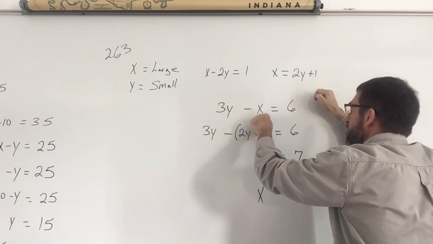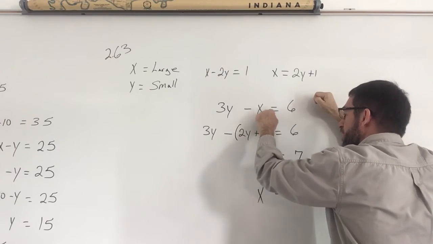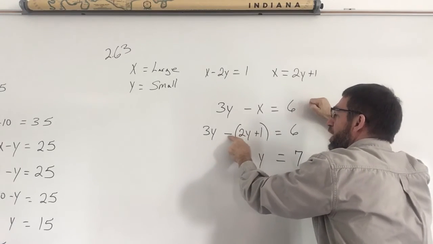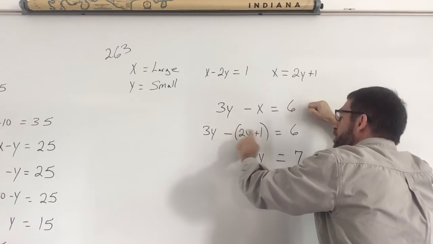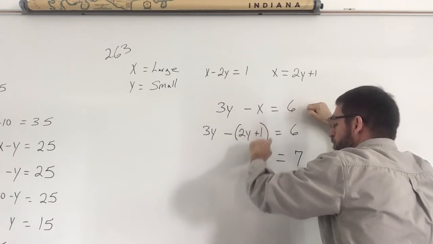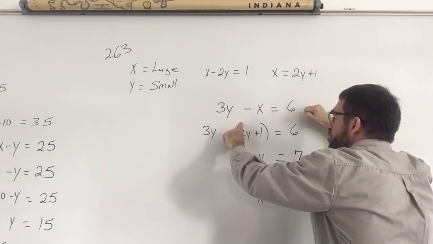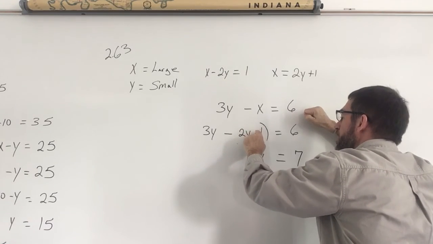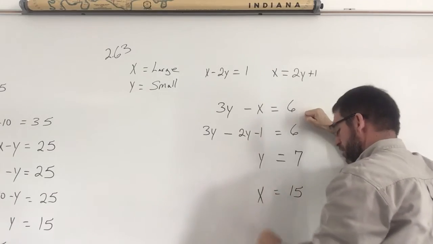I don't have my x anymore. I use substitution. I'm substituting 2y plus 1 for x. And I still have my 6. Okay, this is a subtraction. So I take off the parentheses, and when I take off the parentheses, I'm going to let them there, but if I take it off, this makes this a negative 2, and that makes this one a negative 1. Okay? Because I've got a subtraction problem.